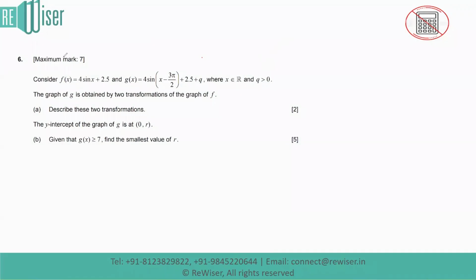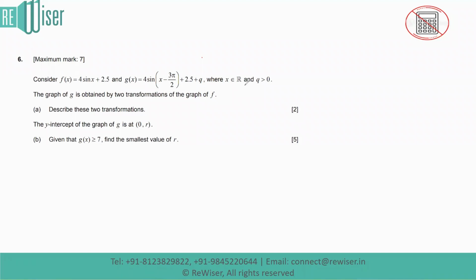In this question, consider f of x equals 4 sine x plus 2.5, and g of x equals 4 sine of (x minus 3 pi by 2) plus 2.5 plus q. So we have something like that. And graph g is obtained by two transformations of the graph of f. And what are those two transformations? Here we can clearly see it.